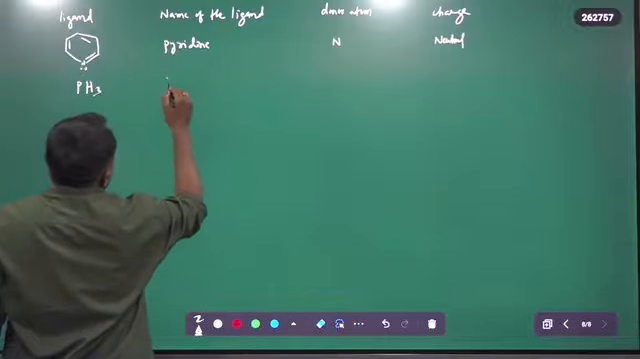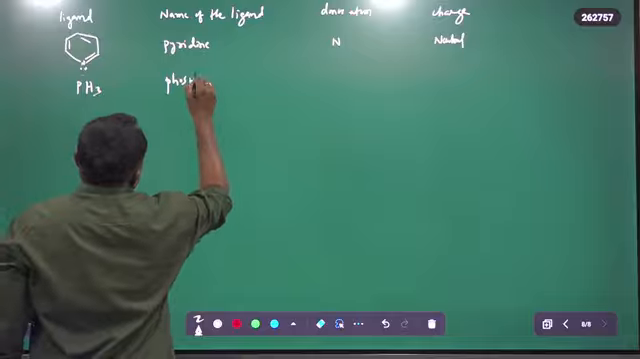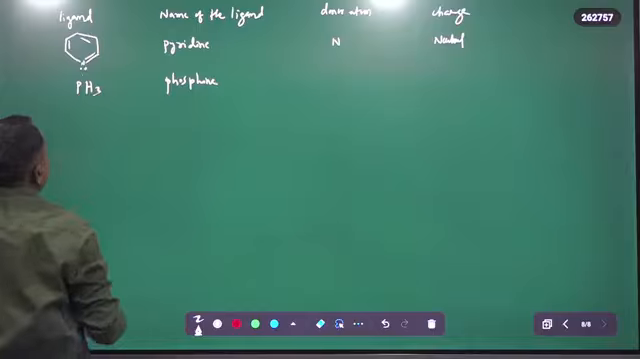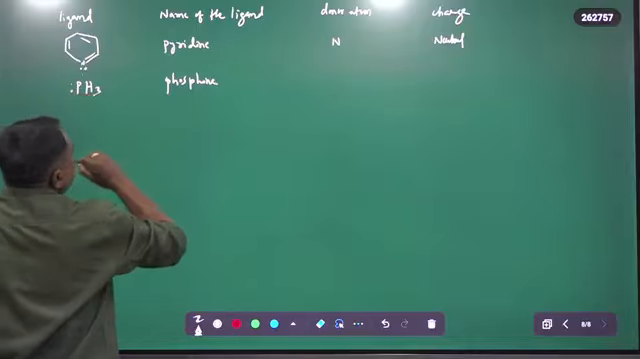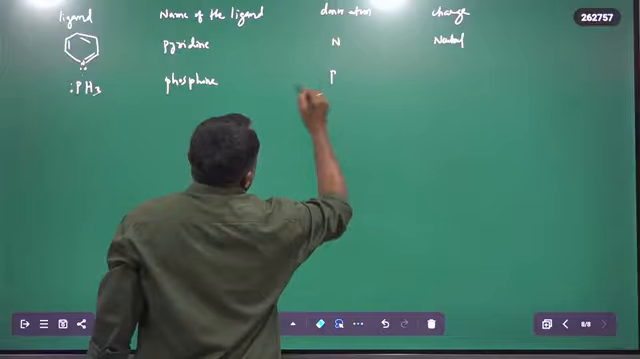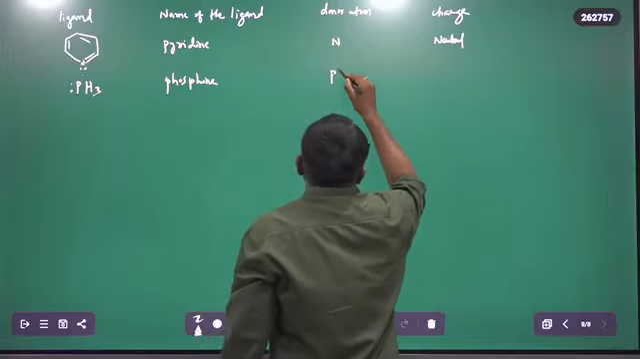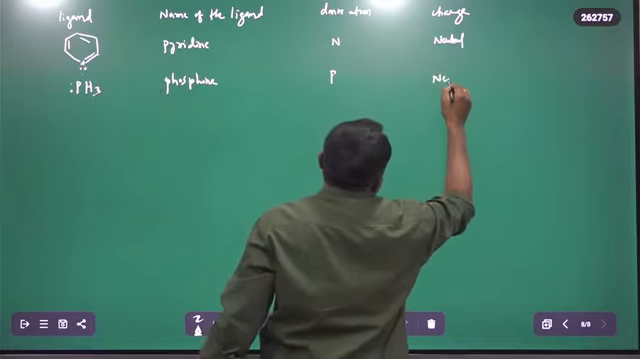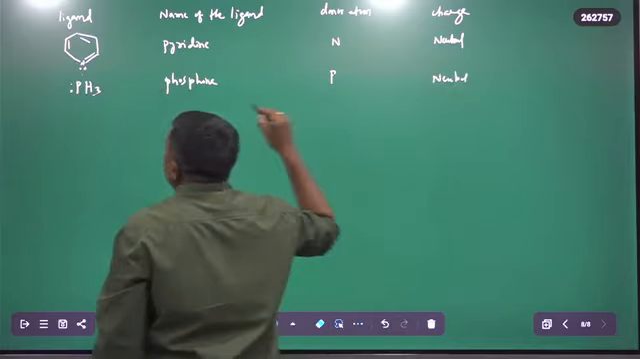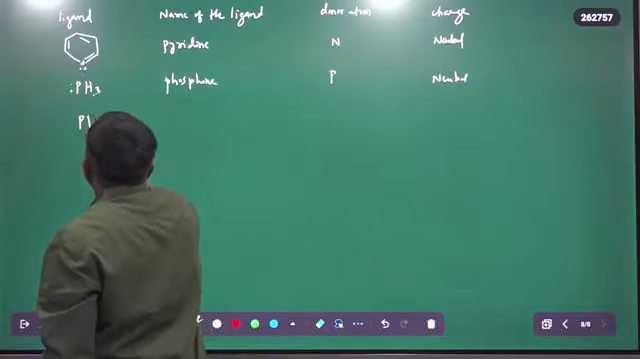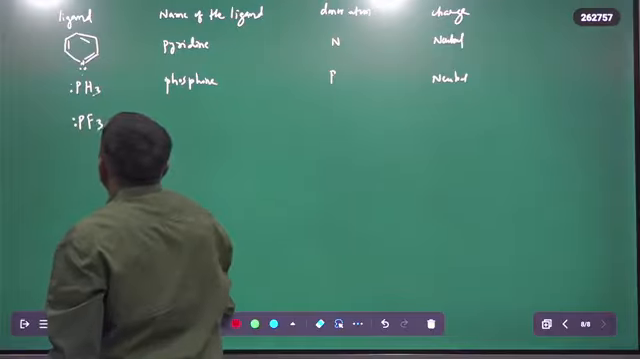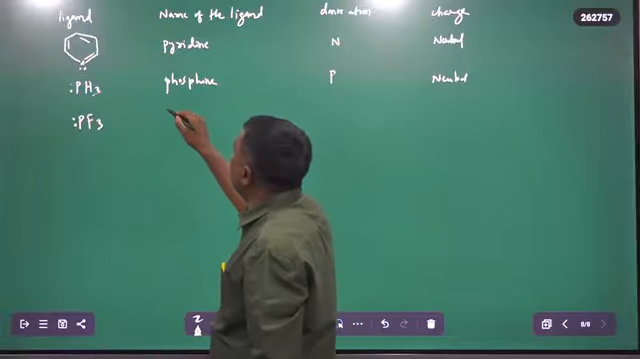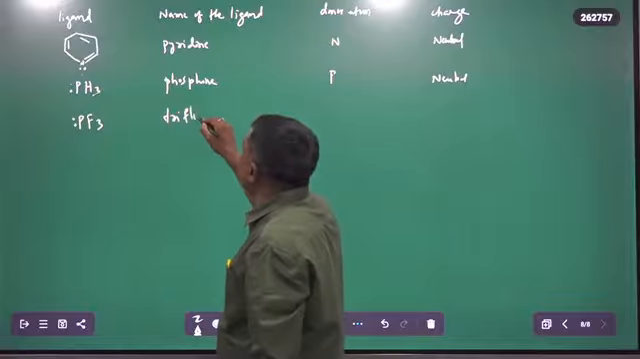And then this is PH3, which is phosphine. In phosphine, the phosphorus atom has one lone pair, therefore the donor atom is P, phosphorus. It is also monodentate neutral, and the charge is neutral. And then PF3, which is trifluorophosphine. The central atom phosphorus also has a lone pair. This is trifluorophosphine.